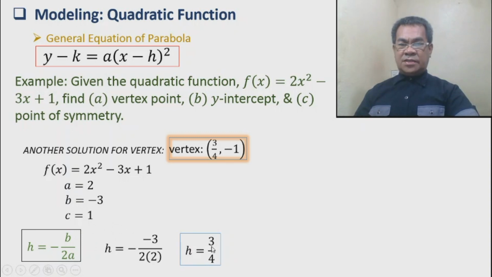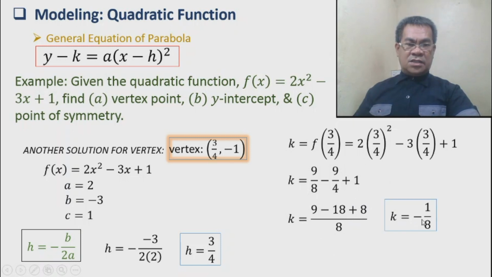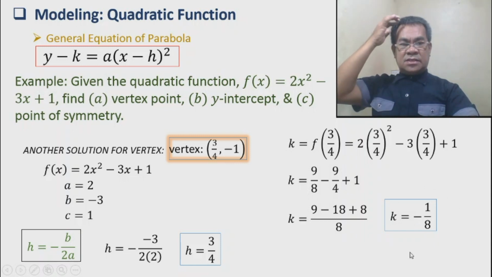This is 3/4. Okay, so this is already our h value. And we have the formula for k. But, as I've said, since we already have h, you can substitute the 3/4 here for x, then simplify. So we will come up with, expand this one, combine, we will come up with k equal to -1/4. So we arrive at this one. So our vertex is 3/4.